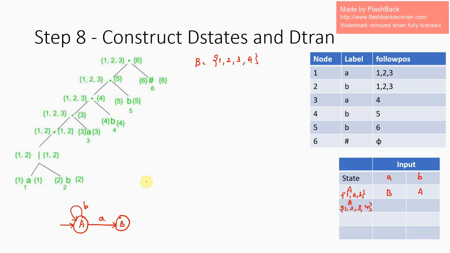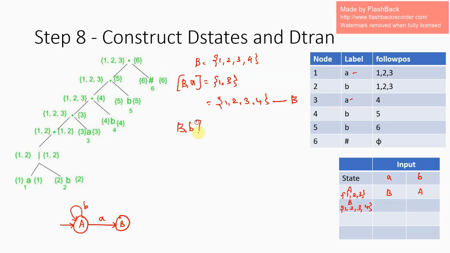Now similarly, we need to find out the transition from the state B. And for that, we need to identify the symbols related with the state B. Out of 1, 2, 3, 4, A occurs in node 1 and 3. So you find the union of the follow position of 1 and 3. That becomes 1, 2, 3, 4, and that will be again state B.